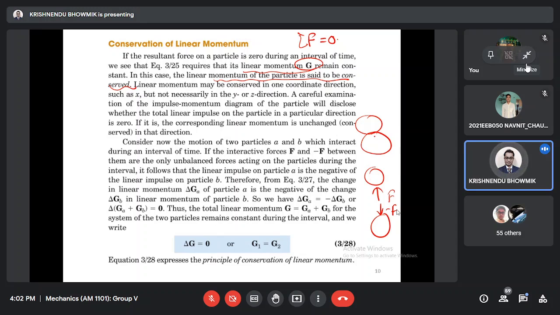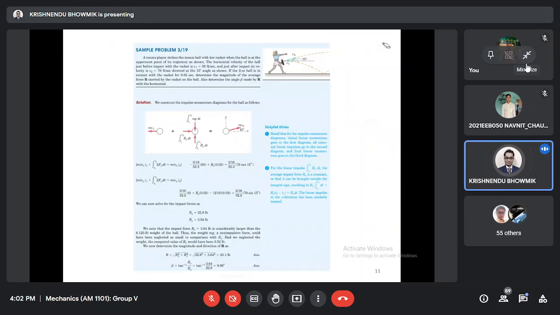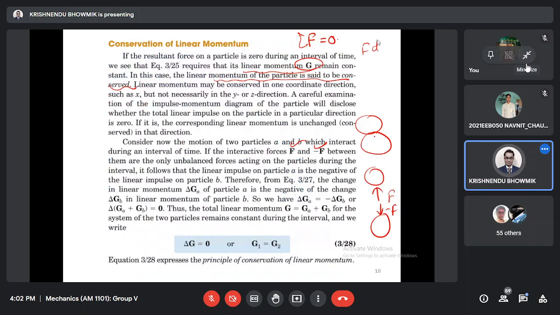Then we can consider this as F and this as minus F. So one case is summation F dt, and another is minus F dt, those are the two impulses, and they will be nullified. So in that case, the change in the momentum will be 0. G stands for momentum, is it not?